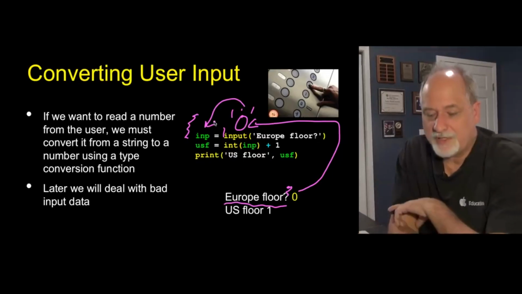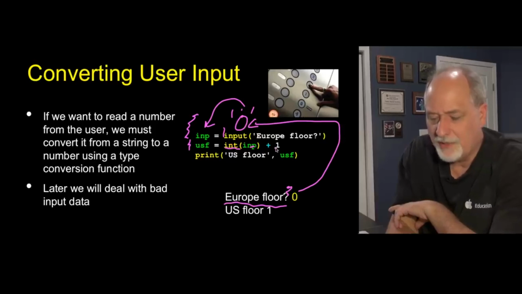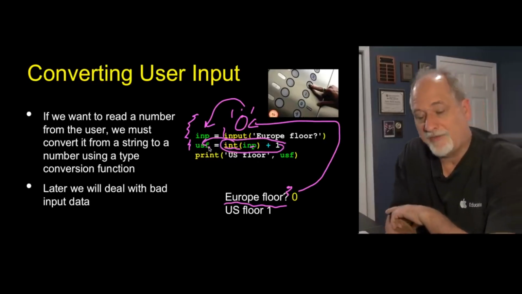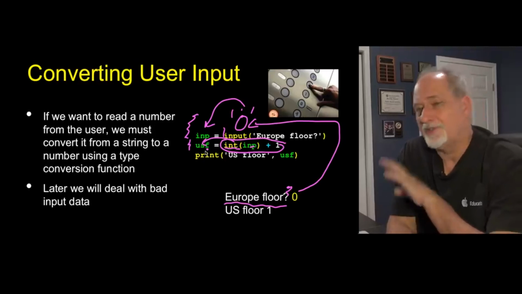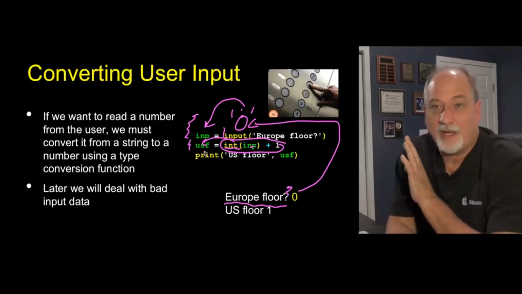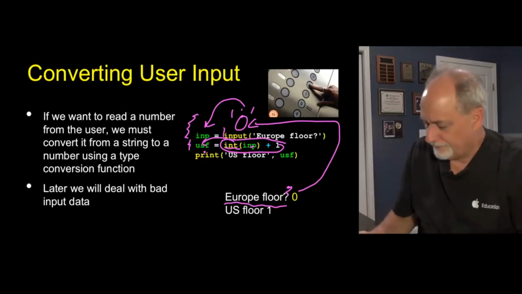Then we move to the next statement, and on this right-hand side, we convert that string variable to an integer, so that becomes the integer 0. We add 1 to it, and then that becomes 1, and then we assign that into USF. I've named this variable United States floor, right? So inp is the input and USF, that's mnemonic. It doesn't know anything about elevators, it's just I picked a variable name that was quite friendly.